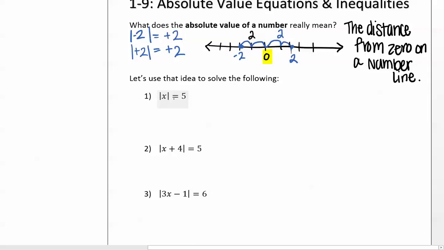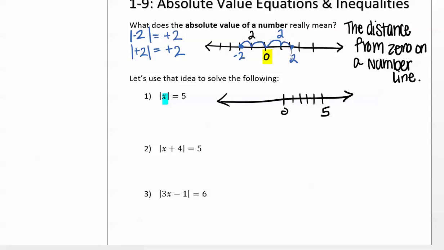Okay, so let's use this idea to solve the following. We have the absolute value of x is equal to 5. So we want to know what number can I plug in there for x that would make this true. So in other words, what number has a distance from 0 on the number line that is a distance of 5? Well, your first reaction might be, well, doesn't 5 have a distance from 0 of 5? And you would be right. 1, 2, 3, 4, 5. So 5 is an answer.